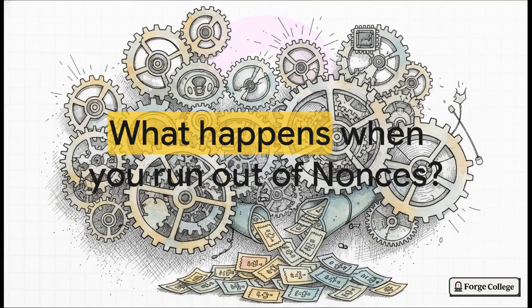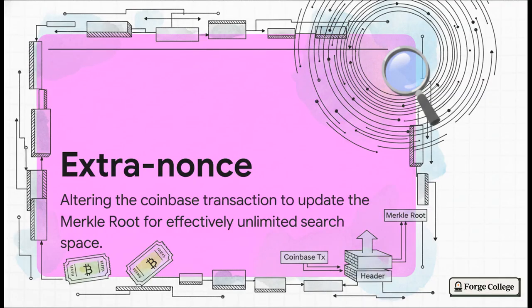But here's a fun mechanical limitation. What actually happens when you run out of nonces? The nonce field is only 32 bits long. In the world of modern, hyper-specialized mining rigs, a single machine will burn through every single possible nonce combination in a tiny fraction of a second. They literally just run out of tickets. So, how exactly do they get more tickets?